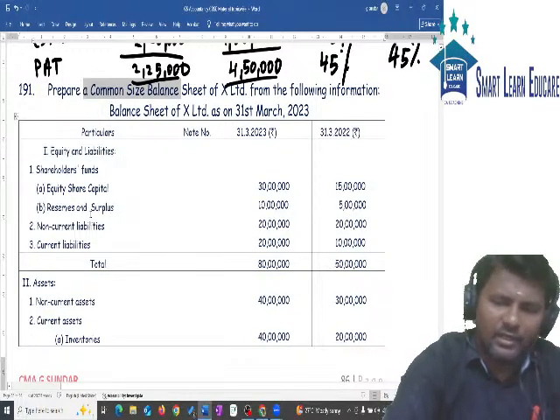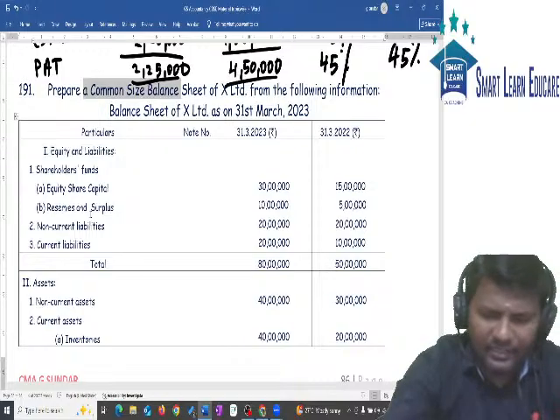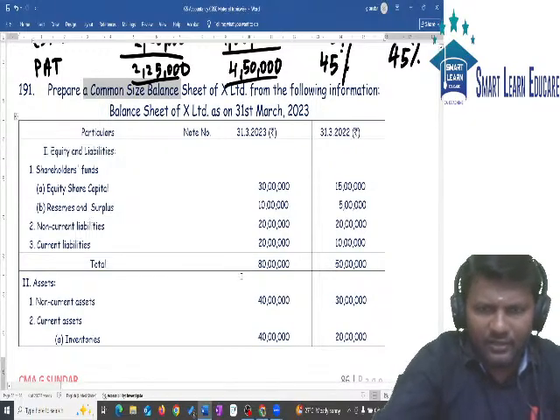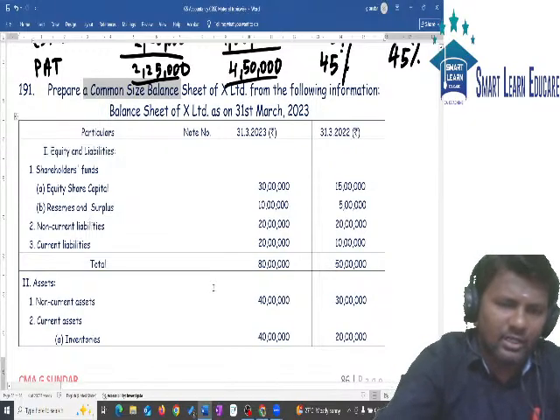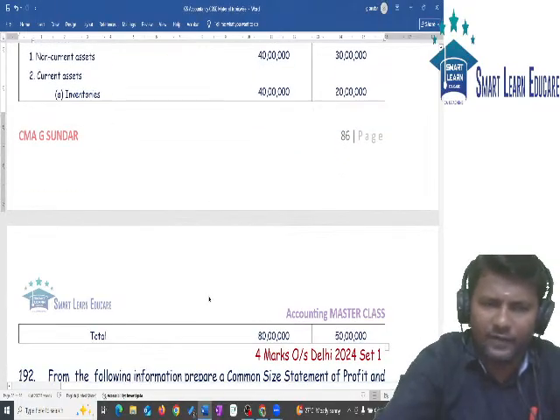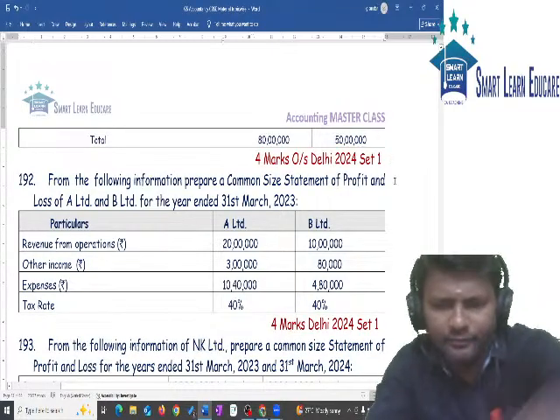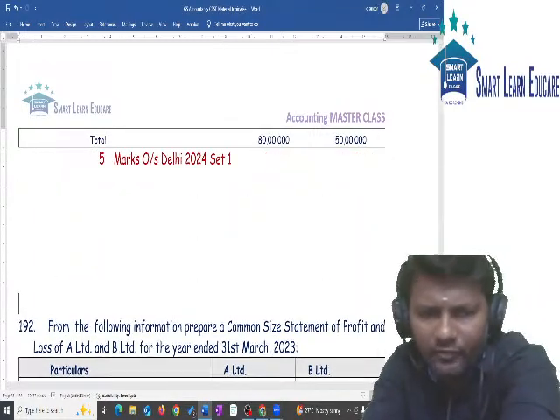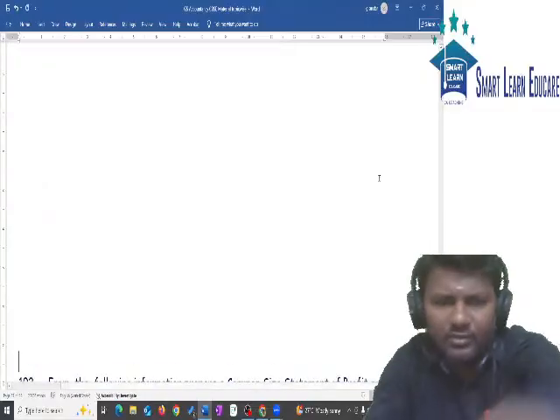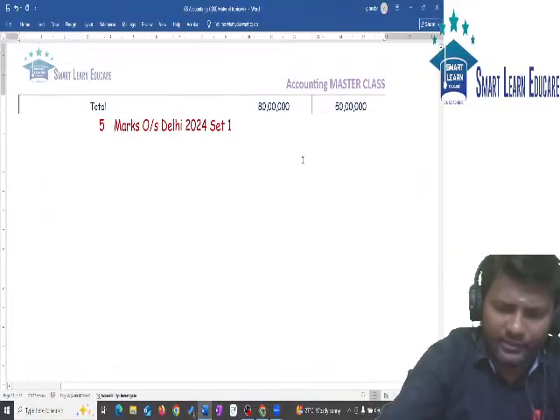100. The 80 lakh that is there, that 80 lakh will be considered as 100. If 80 lakhs is considered as 100, what are the other numbers? That is what we need to find out. So it is very simple. We have only one question for common size balance sheet. So listen carefully.